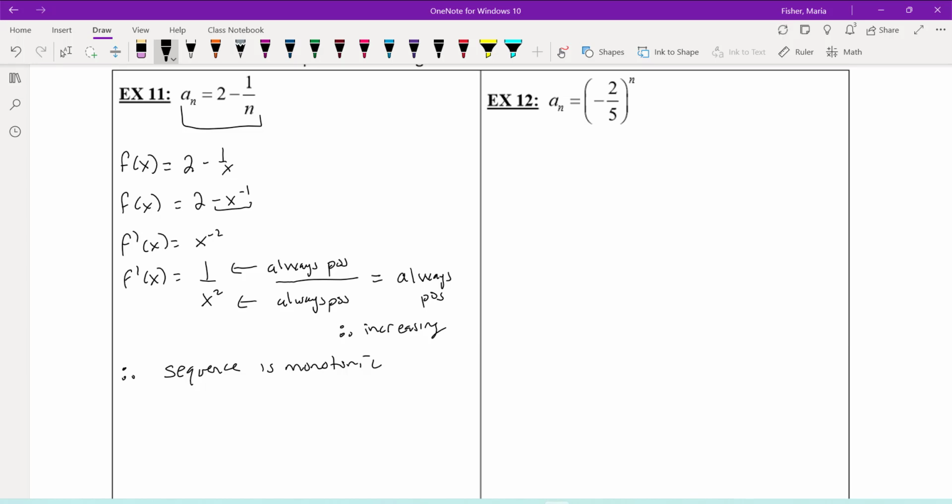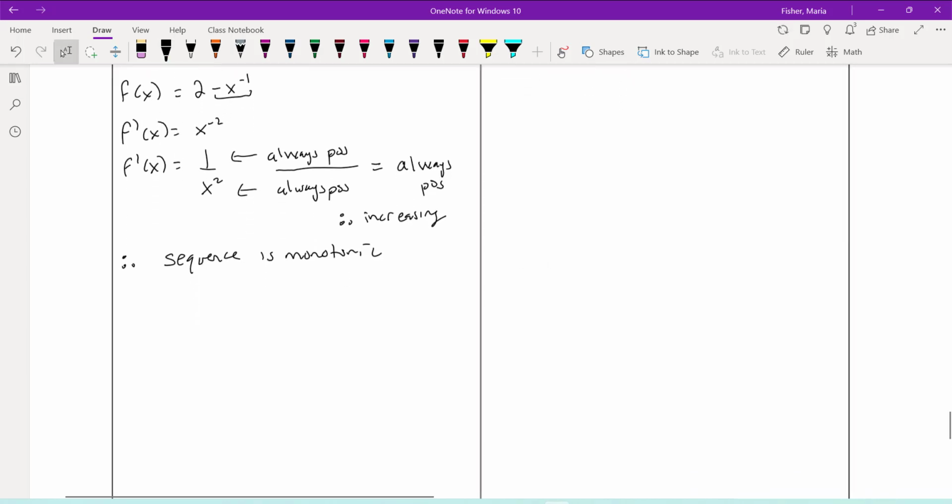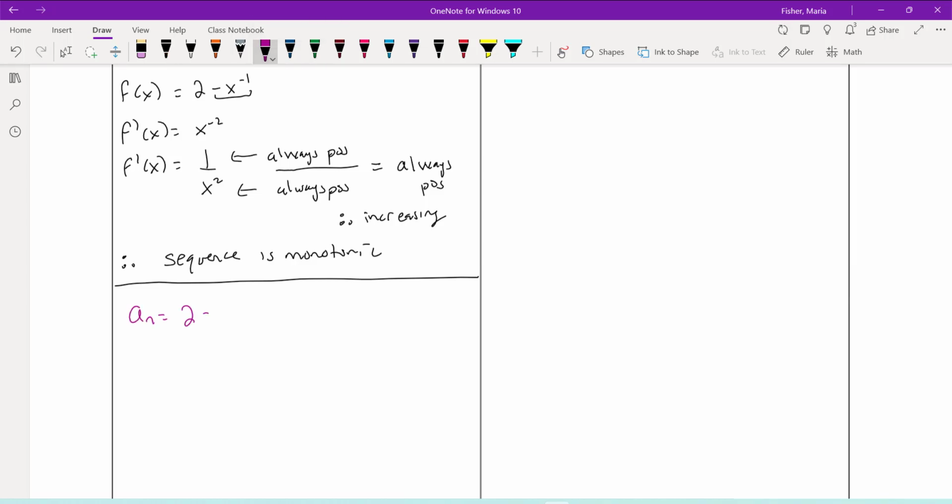Well, is this sequence bounded? To determine if you're bounded, you have to find the first term in the sequence. A sub n, since we can't see it anymore, is 2 minus 1 over n. So a sub 1 would be 2 minus 1 over 1, or 1. This guy's a number, so far so good.